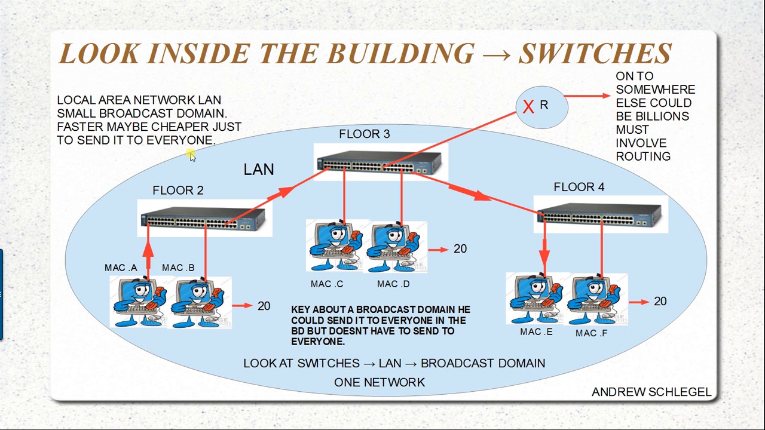Well, the key about a broadcast domain is that he could send it to everyone in the broadcast domain. So A could send a message to B, A could send a message to C, and A could send a message to D. You get the idea. All of them can send messages to each other. That's what makes this a broadcast domain. They all can send messages to each other, but they don't have to. They can use the MAC table to speed up the process such that they don't have to flood data out every port and waste bandwidth and cause problems.